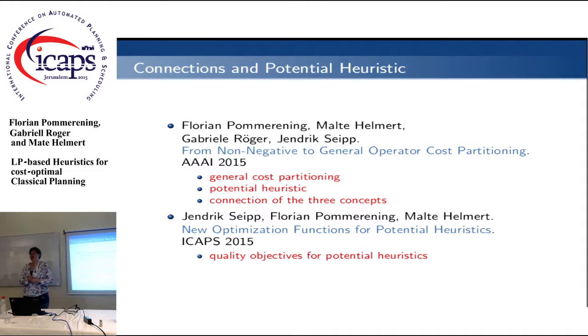And then this very last topic Malte talked about. If you're interested in the details of general cost partitioning, potential heuristics, or the connections between these three concepts we spoke about, have a look at this paper, which appeared at AAAI this year. And another teaser, more advertisement: if you're more interested in these potential heuristics and what are good or interesting quality objectives, go to the talk by Jendrik, which is in this conference. So I hope that's it.